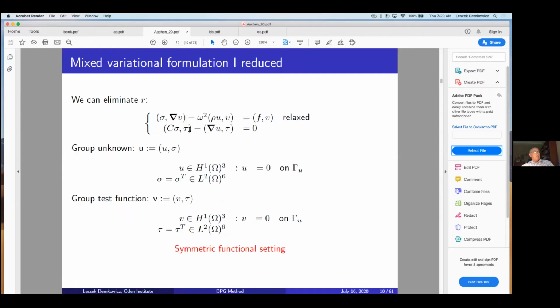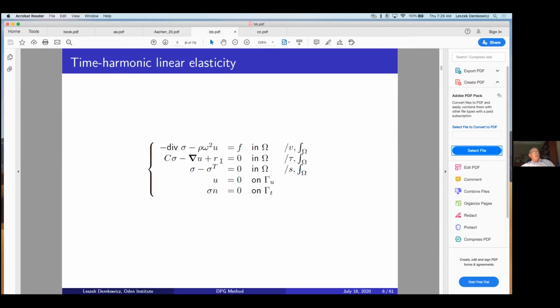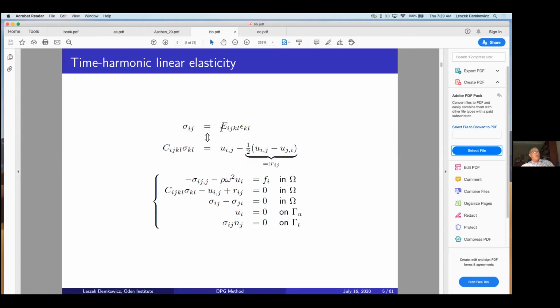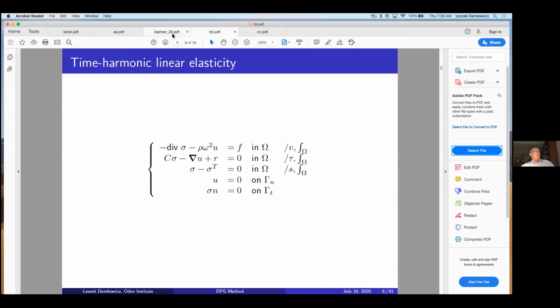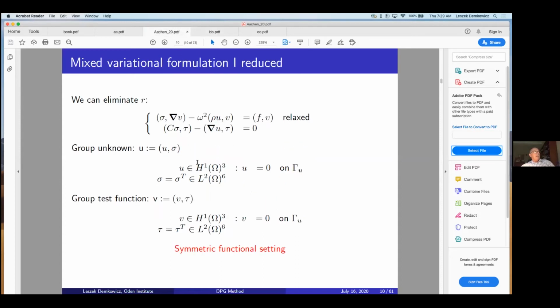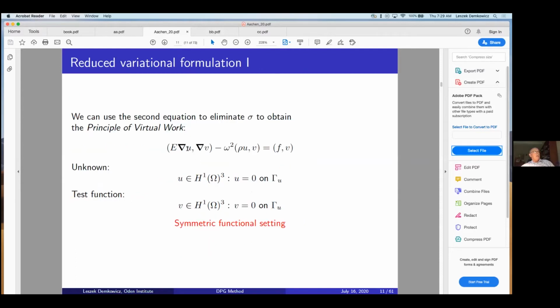How do you do that? Well, you still remember that the second equation is equivalent to the strong form. And this one in turn is equivalent to our original formulations where sigma is equal to E times epsilon. And you use that to eliminate sigma altogether. And if you eliminate sigma altogether, then you end up with this classical formulation known as the principle of virtual work, where both U and V come from the space of kinematically admissible functions.